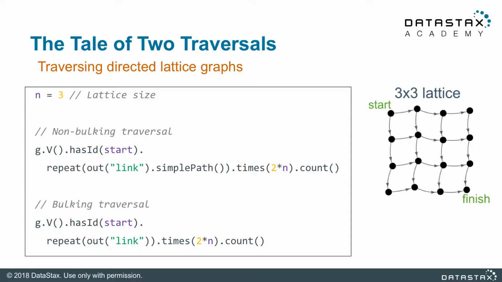Let's take a look at an example to see just how bulking can influence the performance characteristics of a given traversal. These two traversals are very similar in that they both do a breadth-first traversal across the graph, but the first traversal is saving the simple path history along the way, which as we now know will prevent bulking.